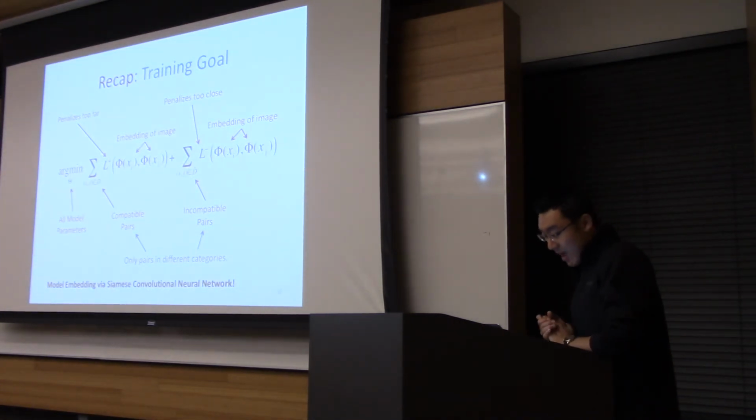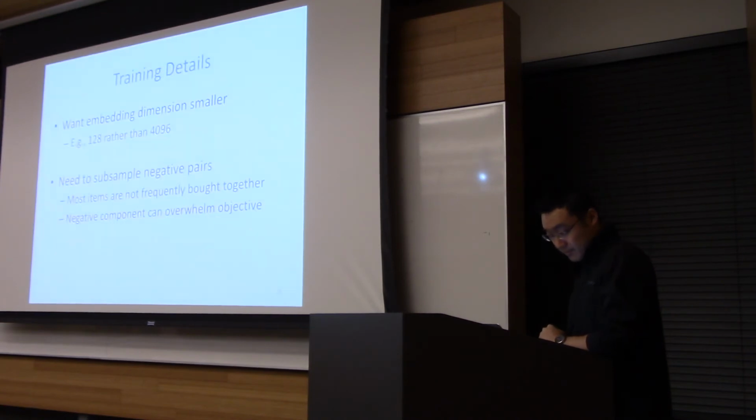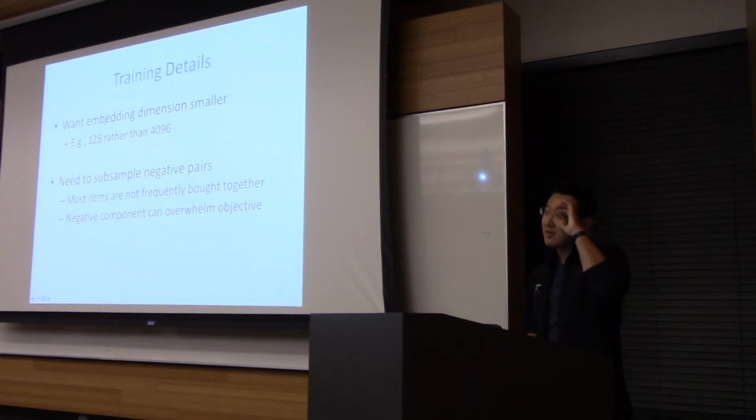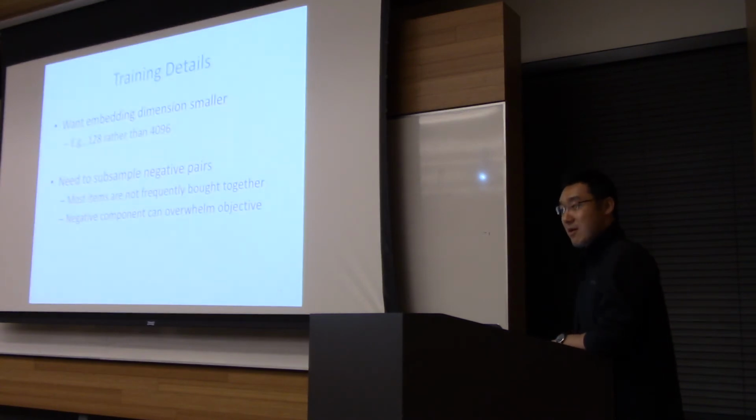I'm not going to go through the details of these two loss functions. If you look at the paper, the authors tried a few different choices, and they're all the ones that you would normally think about trying. You want the embedding to be small. You don't actually want to learn a 4096 dimensional embedding, so the authors used 128 for the top layer. And again, we did subsample negative pairs.